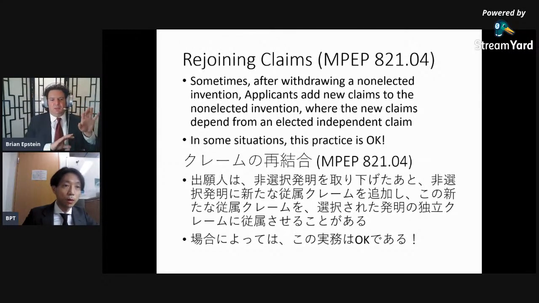It's a way to get the subject matter of embodiment two, of group two, maybe allowed in the same application, maybe to reduce cost. In some situations, in many situations, this practice is fine. This is a very common thing. It is frequently considered by applicants.